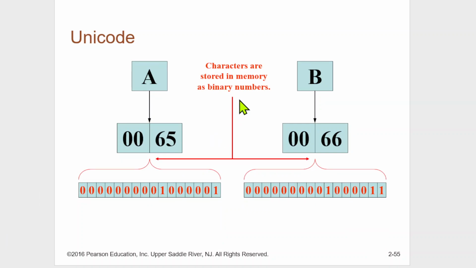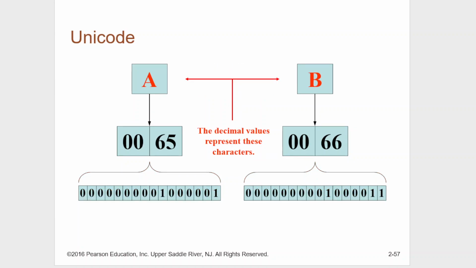The characters are stored in memory as binary numbers, and the decimal values represent these characters, and this is how it's translated backwards.